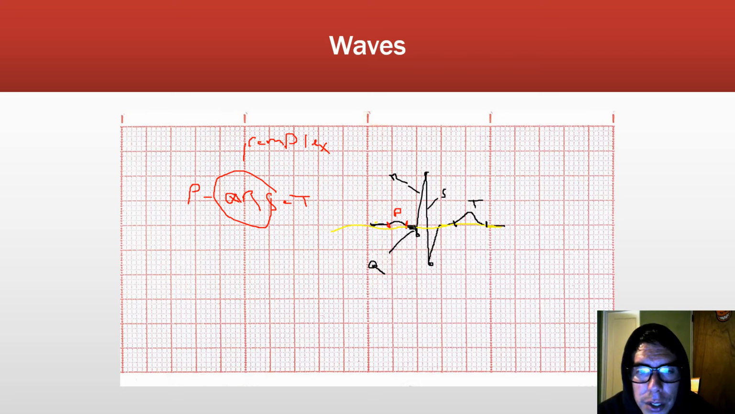So the rules for each of these waves: a P wave, like that, has to be symmetrical. It has to be upright and round.